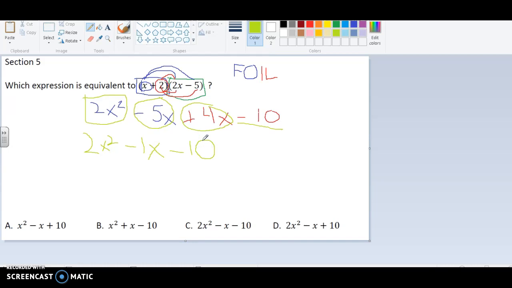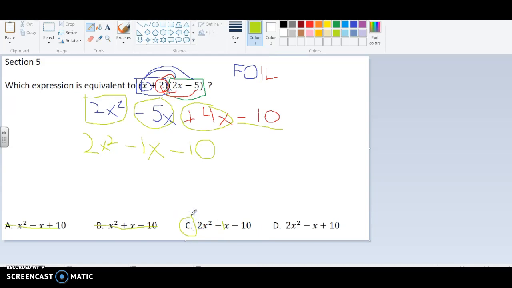So we got to go through and look at our answer choices. Letter A does not have the 2x squared. It only has x squared, so that can't count. B is in the same spot. Letter C has 2x squared, has minus x, but even though we don't see the 1, we know that there is a 1 there. And then minus 10, so it's going to be C as our answer.